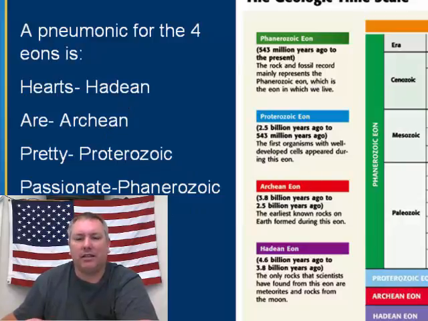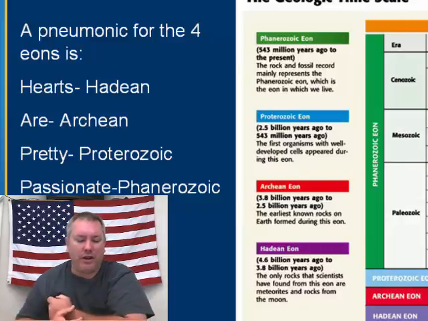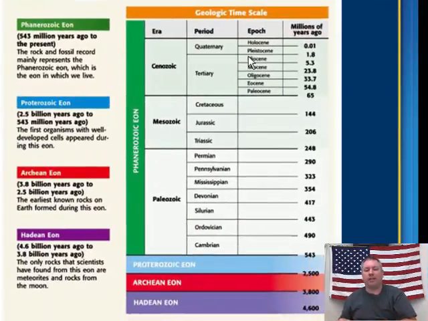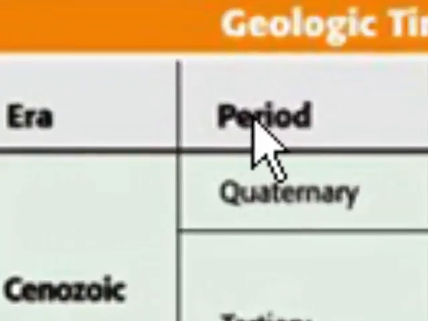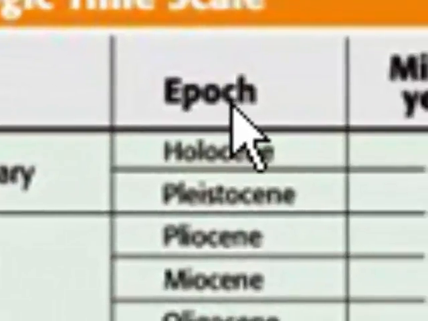All right, so when we look at this, this is the geologic time scale. Now, you have the same thing in your book. You can look at that in your book as well. It's on page 142. Now, you can see that the time scale is divided into eons, and then those eons are divided into eras, those eras divided into periods, those periods divided into epochs.